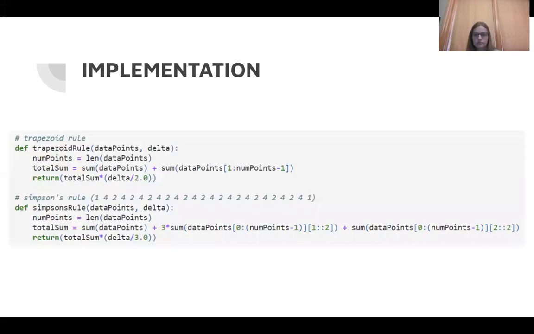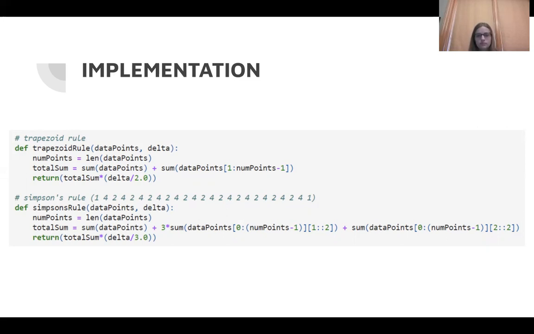This is our actual implementation of both the trapezoid rule and Simpson's rule. Both of these methods took in a list of data points as well as the delta analyzed. So the original set of data points over the course of the day, including midnight on both ends, was 25 data points with a delta of 1. The data was taken every hour.